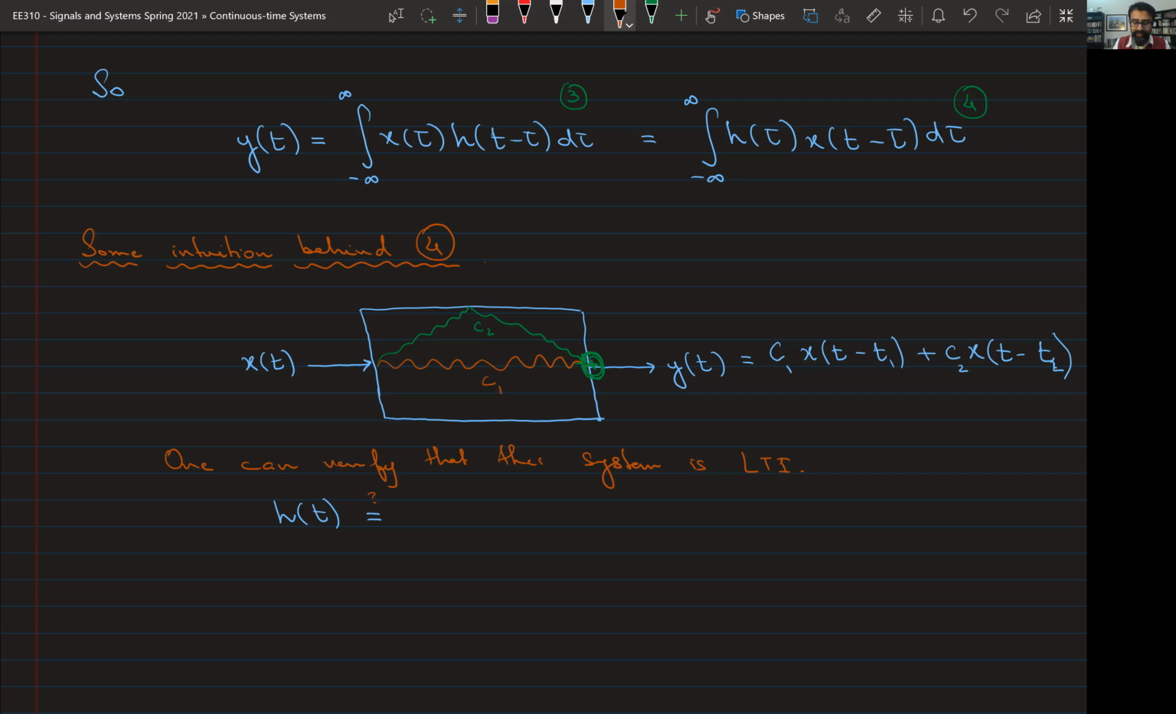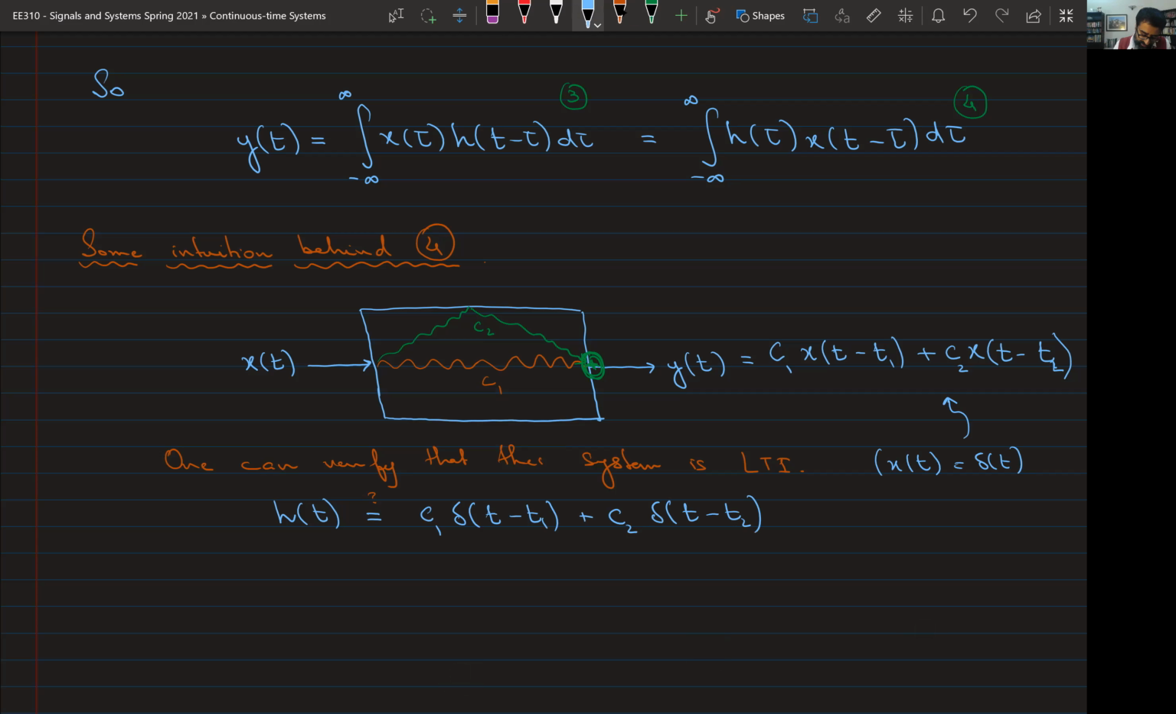So in order for me to determine the impulse response, all I'll do is replace x with delta. So this is going to be c1 delta(t minus t1) plus c2 delta(t minus t2), because the impulse response is defined as the output that you get when the input x(t) is equal to delta(t). So I just plug delta(t) into this expression, and I'll get the impulse response, okay?